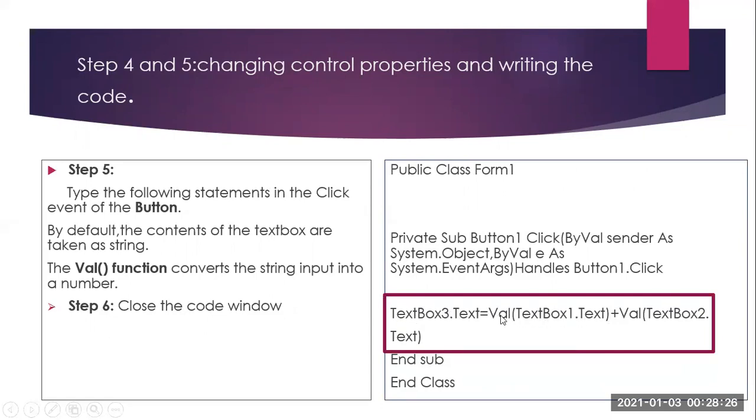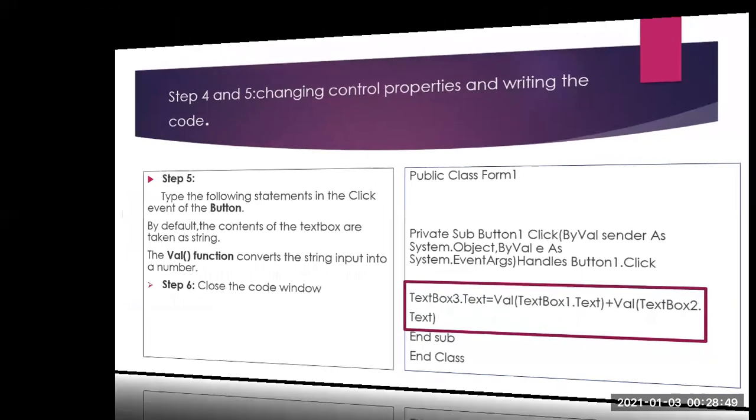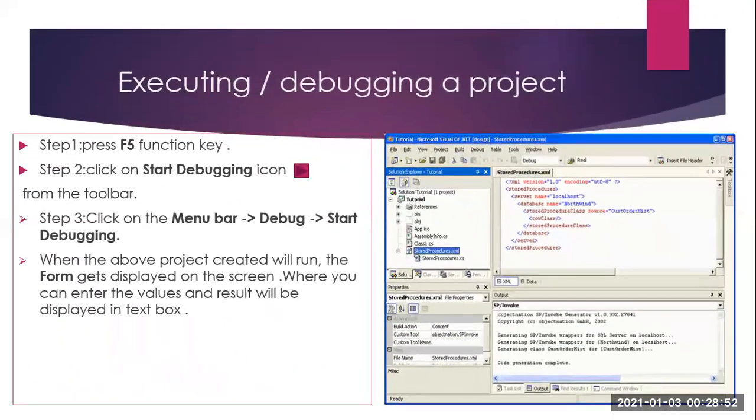So val is a very important function that you need to take care of when you're typing in numbers or giving an input as numbers. Once you make changes to this code window, you can simply close the window. Once closed, it will do nothing but take you to the next screen.